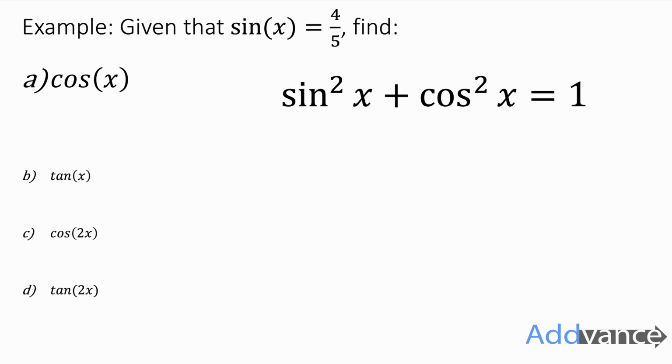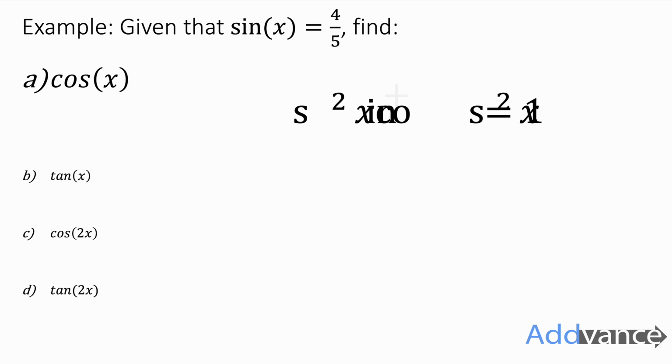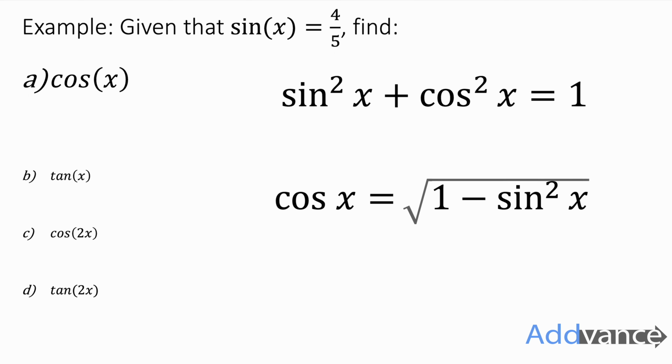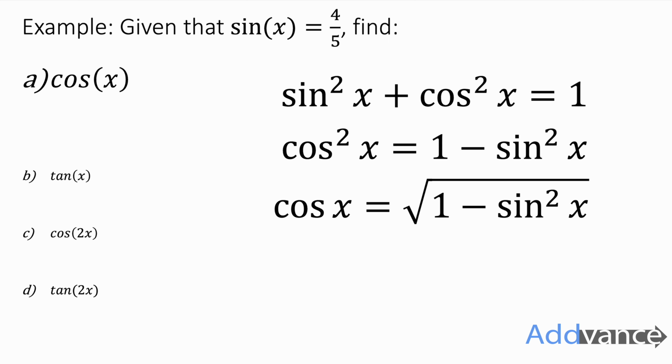So let's copy down our identity, and now we can rearrange. We can take sine squared theta to the other side, and we've got cos squared theta is equal to 1 minus sine squared theta. And now we can square root. And that gives us an equation for cos of x. And all we do now is put sine of x is 4/5 into this expression.